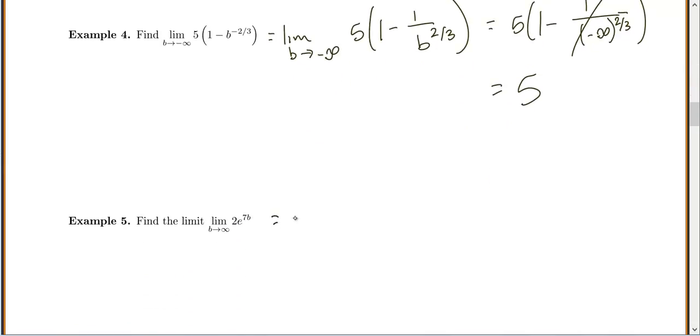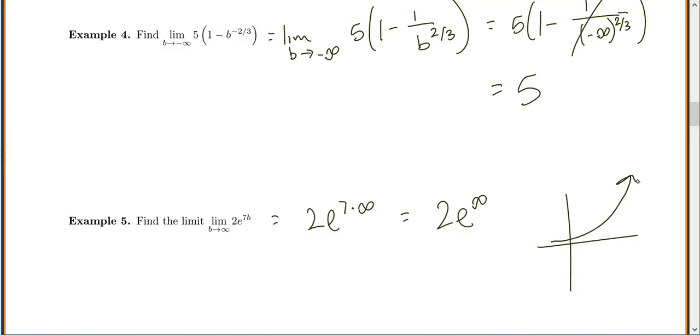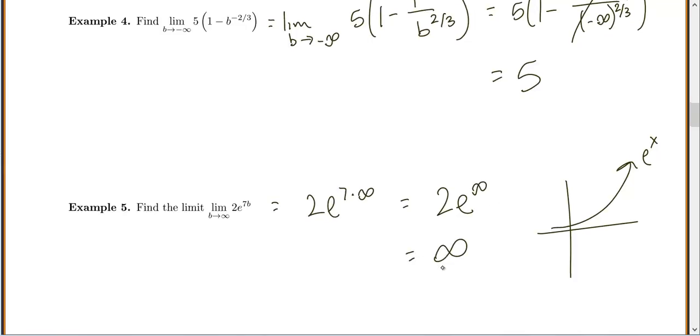This next one, we have 2e to the 7b, so 2e to the 7 times infinity. Or this would just be 2e to the infinity, because infinity times 7 is still infinity. So notice here, I'm not dividing by anything. This is just e to the infinity. So if I was to graph it, it looks like this. Or if I graph e to the x, it looks like this. So notice, I just have really big numbers. I'm not dividing by them or anything. Times them by 2, it's still really big numbers, so I'm going to get infinity.